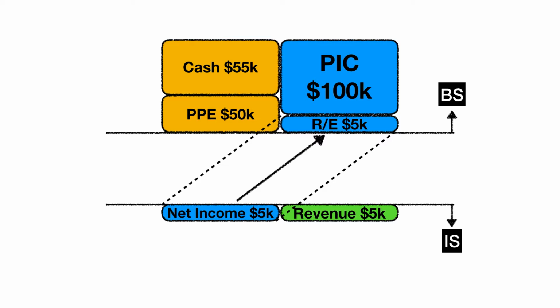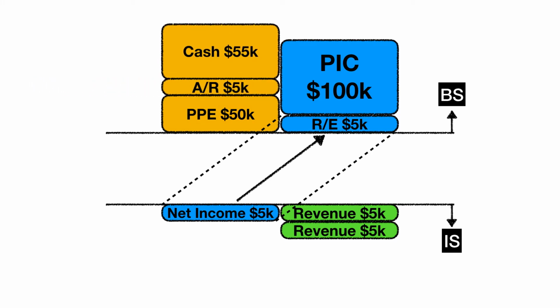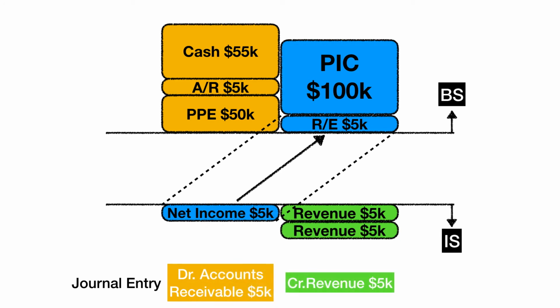We will look at another revenue example. In this example, the company makes revenue, but does not receive cash. It only gets the customer's promise to pay later. Such a transaction is called credit sales, and instead of cash, the company books accounts receivables as an asset. Accounts receivables represents the customer's promise to deliver cash and consists of assets because it will bring cash to the company. This transaction will be recorded by debit accounts receivables $5,000 and credit revenue $5,000.